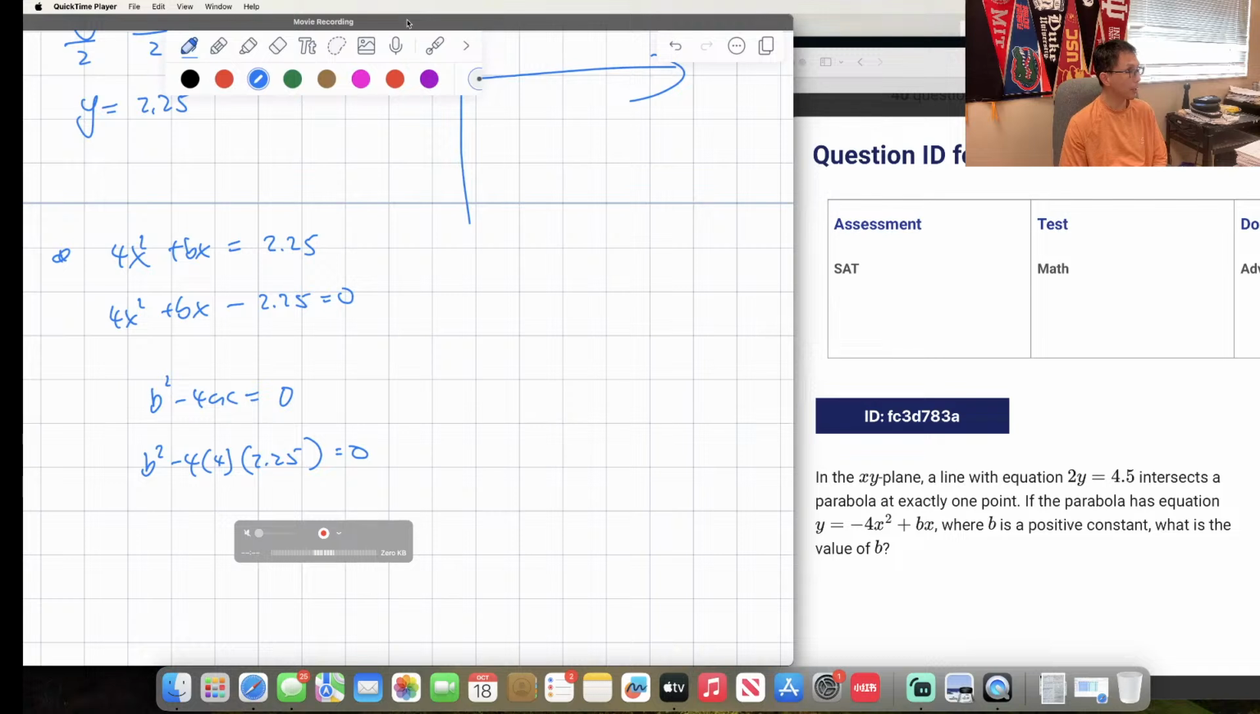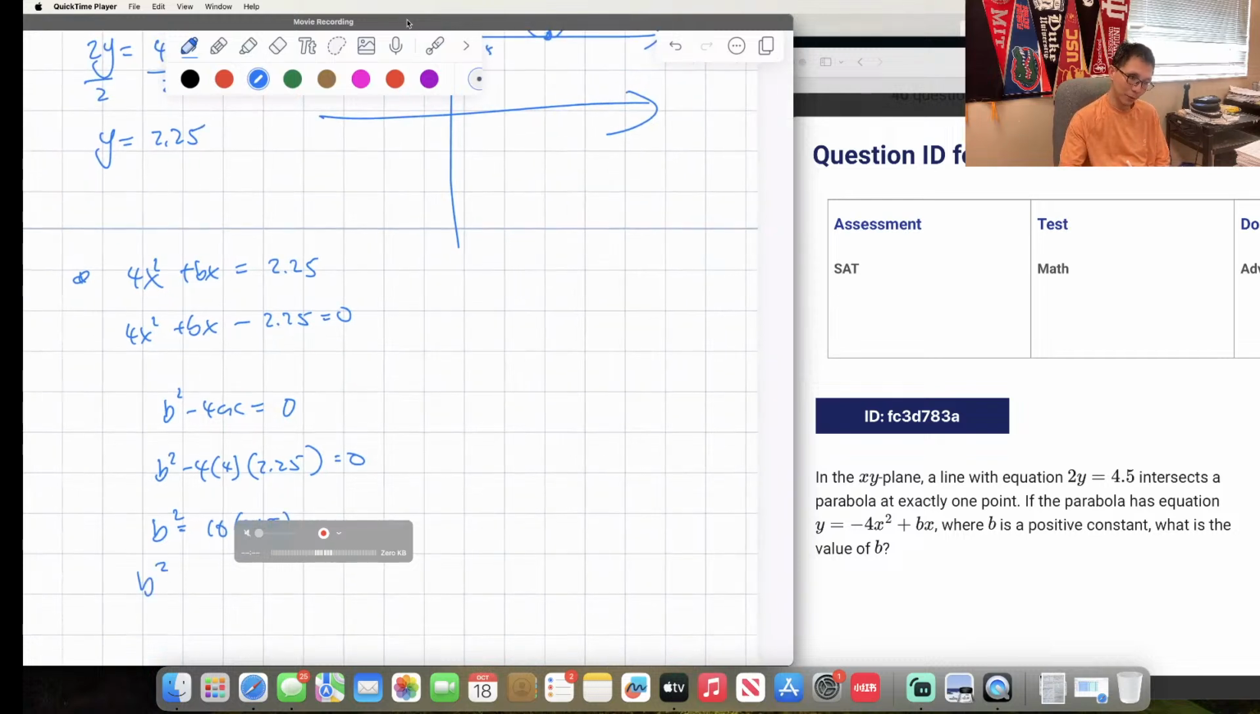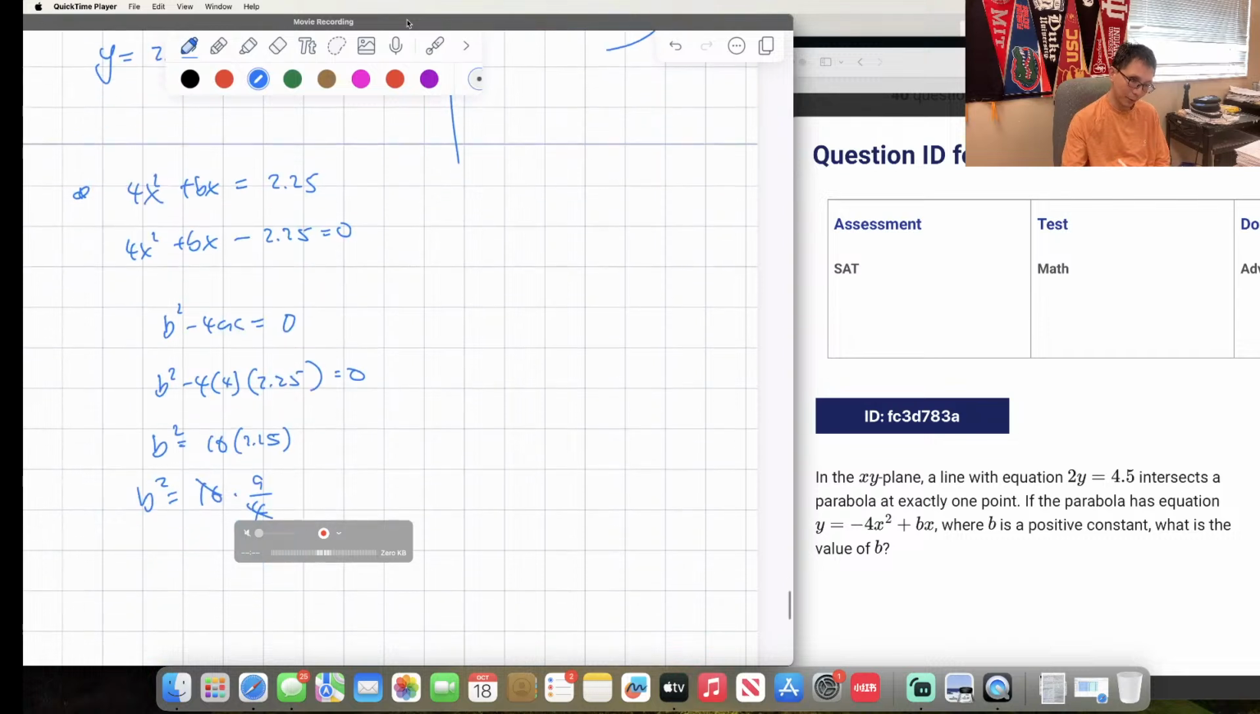Are you following me so far? Do you guys understand? Okay. b squared is equal to 16 times 2.25. I don't know what 16 times 2.25 is, but I know I can do this without a calculator, so I'm just trying to show off right now. So 2.25 is 9 over 4, and this is a 4. b squared equal to 36, and b is equal to 6.